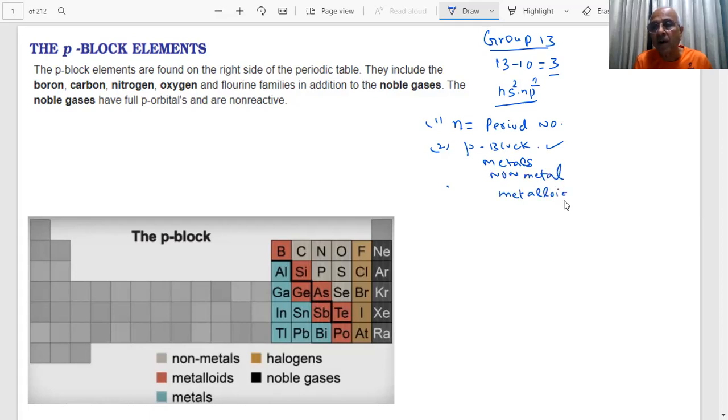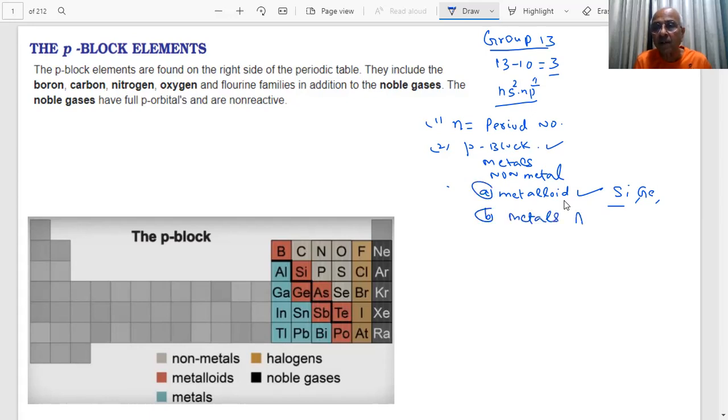Can you give the names of two metalloids? Metalloids are silicon, germanium. So boron, silicon, germanium, antimony, tellurium are examples of metalloids. And can you give me examples of metals? Metals are aluminium, gallium.